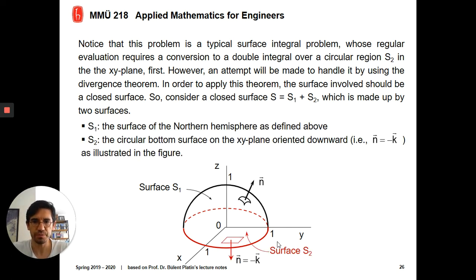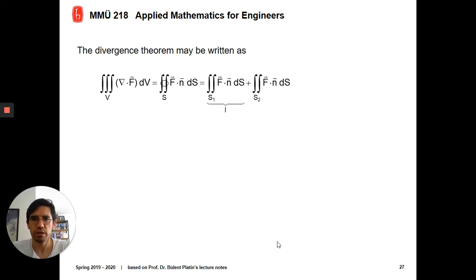Now I need to find the normal of S2 too. It's just defined as minus k because it's pointing downwards. The divergence theorem, I could write in two segments, as we said before, and in this case, the right hand side is on the left, so don't mix that up. I have my volume integral on the left, and the surface integral on the right hand side.